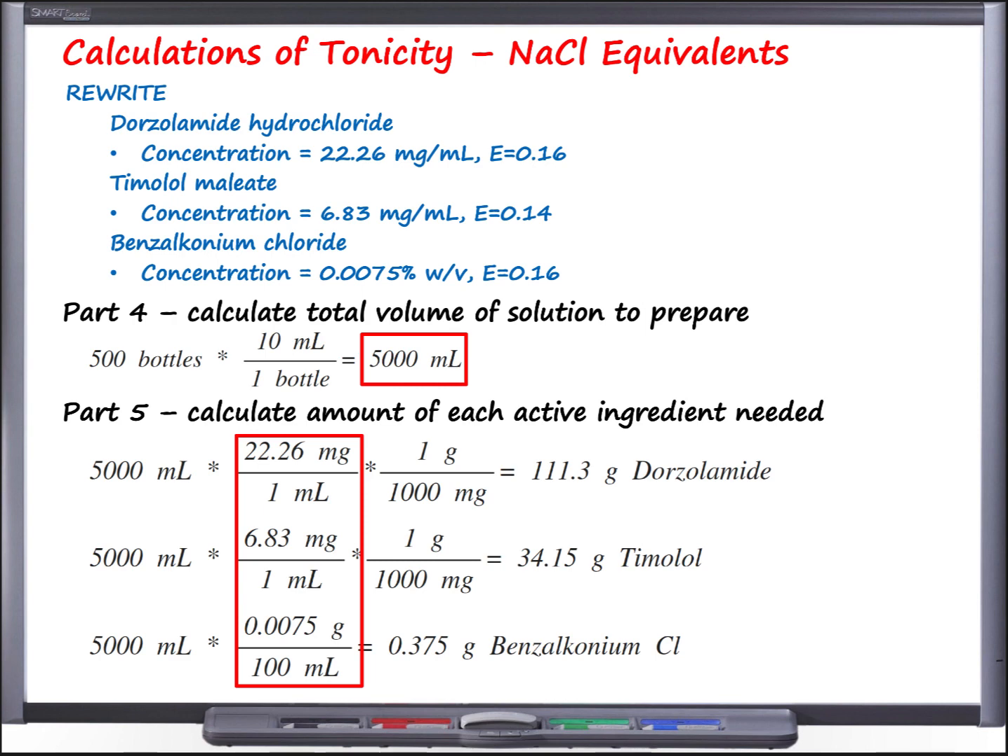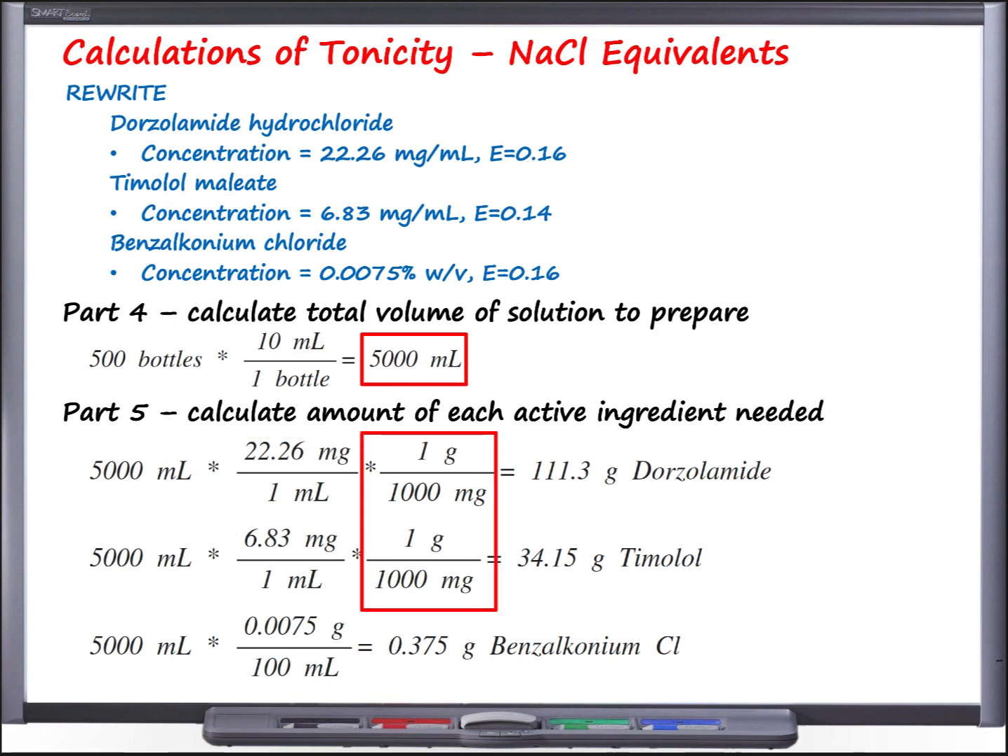The little bit of a trick here was the question gave us the concentration for benzalkonium chloride as 0.0075% weight per volume. The trick you need to understand is that percent weight per volume is the same as grams per 100 milliliters. So we simply rewrite the percent as 0.0075 grams per 100 milliliters, since it was given to us as a percent.